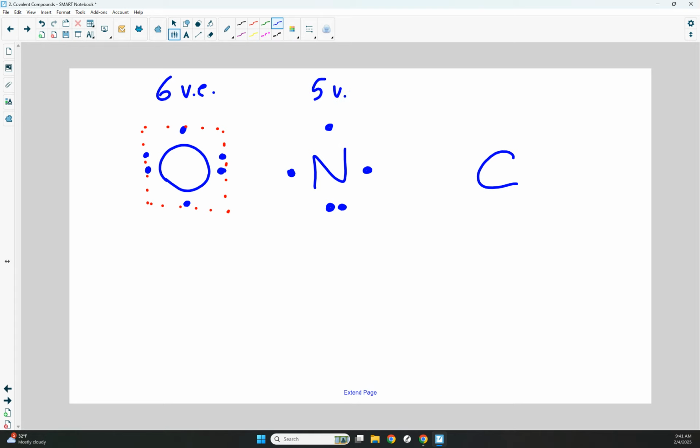Carbon is next to both of these on the periodic table, and it has 4 valence electrons. It's in group 14. So we can simply put the first 4 on here, north, south, east, and west, in no particular order, and that is the Lewis dot structure for carbon. Okay, so this is for individual atoms.